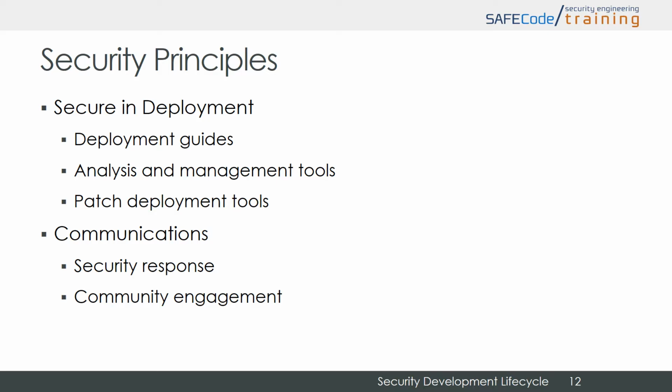Next up is the security in development principle, which covers the definition of deployment guidelines for defining how to securely deploy each feature of a program. It is followed by the need for analysis and management tools to determine and configure the optimal security level for a software release. Ideally, additional tools for patch deployments should be provided as well.